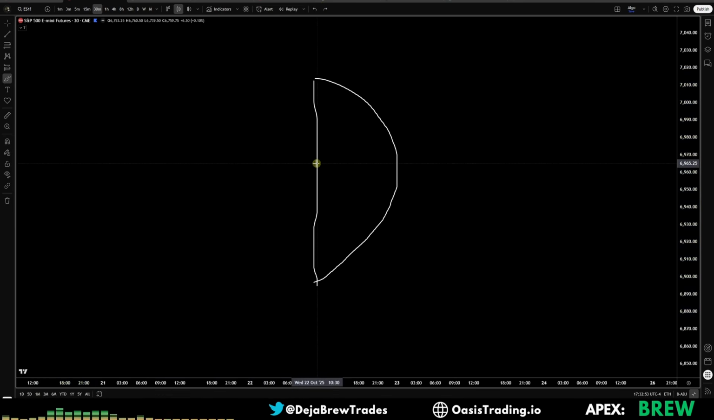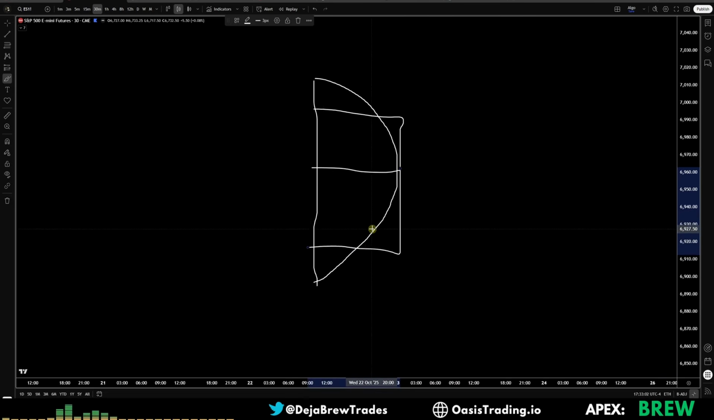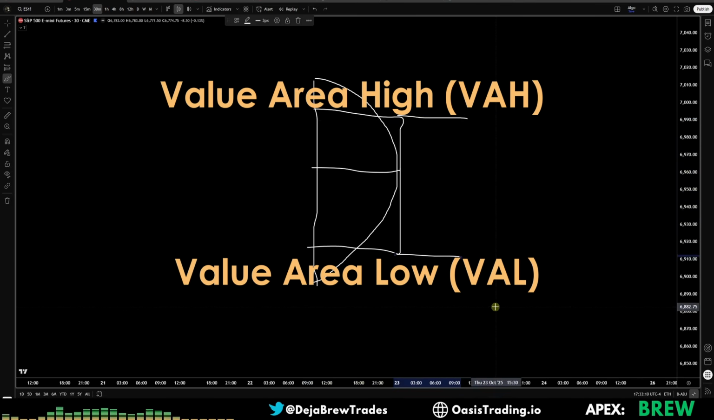So going back to it, the highest volume is the point of control. Around that point of control, based on a percentage that the user defines, it creates the value area. Inside of that value area, you obviously have a high and a low. That is a value area high and a value area low. That creates two very important levels that we're going to talk about quite a bit in the future.